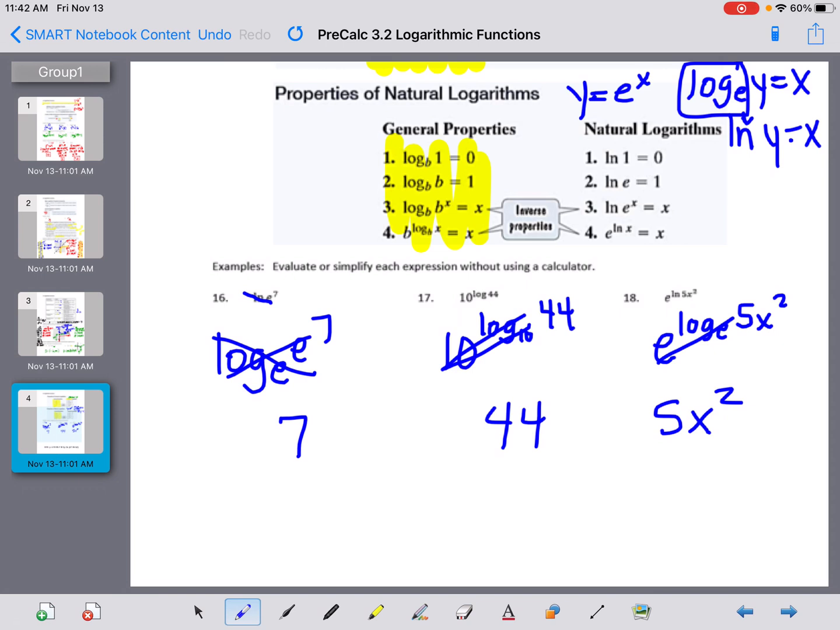So natural log is just the base of e. Log with nothing in the base is base 10. And all of our logs are simply inverses of our exponents. It's a lot to take in. That's why the practice is important.